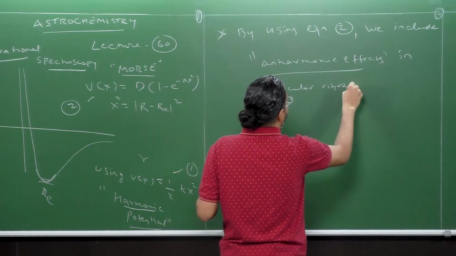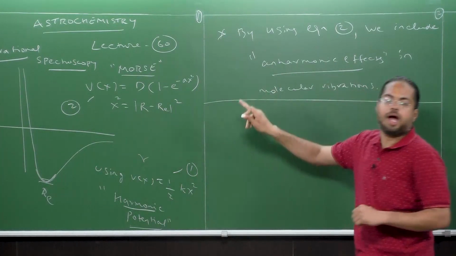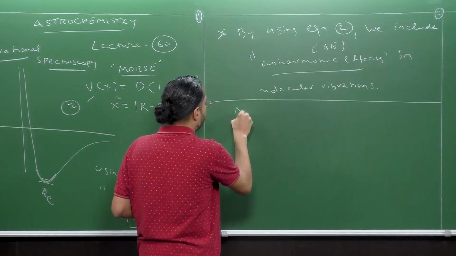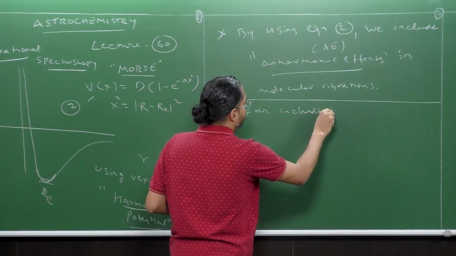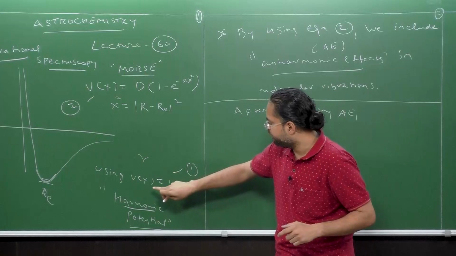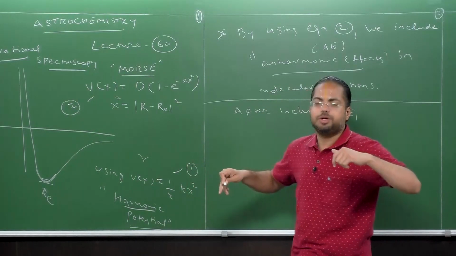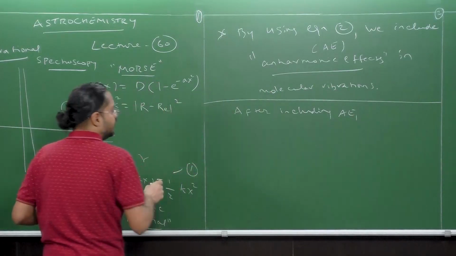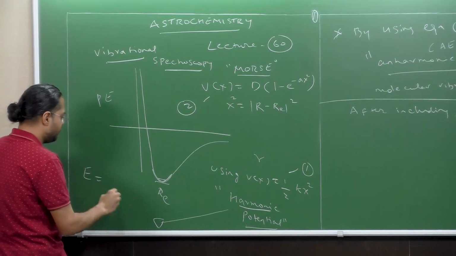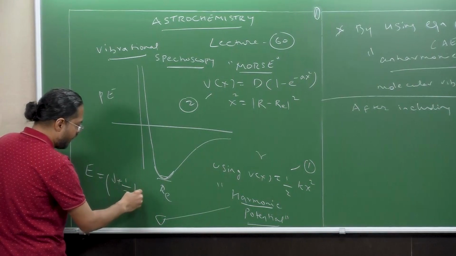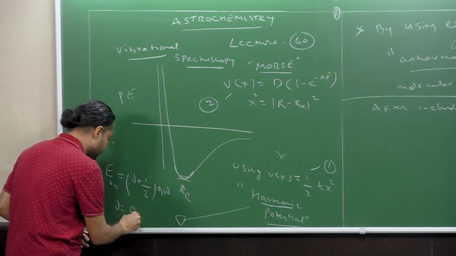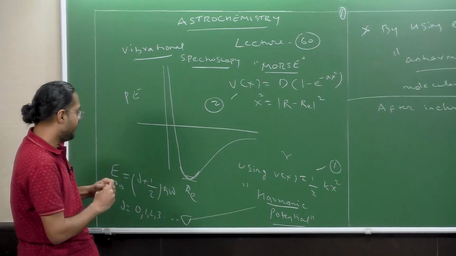Now, after including the anharmonic effects, which I'm just going to call AE, in molecular vibrations, we get the energy using this particular potential. In the previous lecture, we did not completely derive it, but I told you that the vibrational energy, using a harmonic potential, could be expressed as nu plus 1/2 times h bar omega. Here nu is any positive integer, 0, 1, 2, 3, including 0 also. So this is what we saw yesterday.